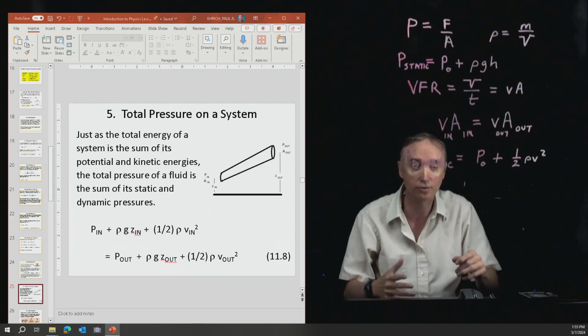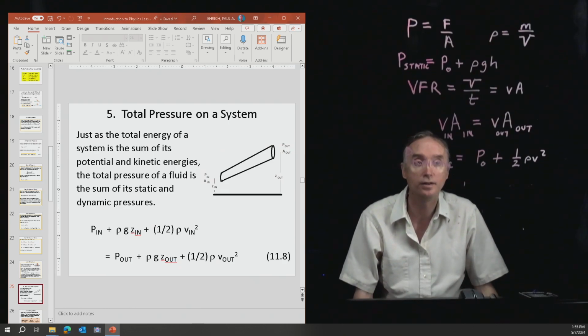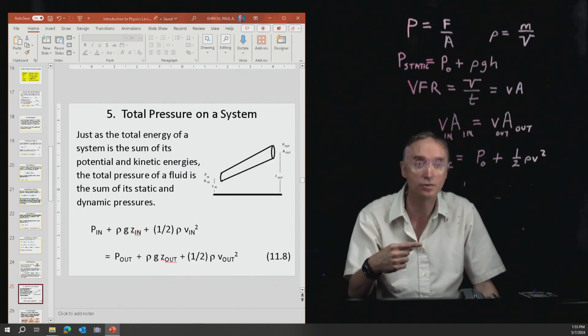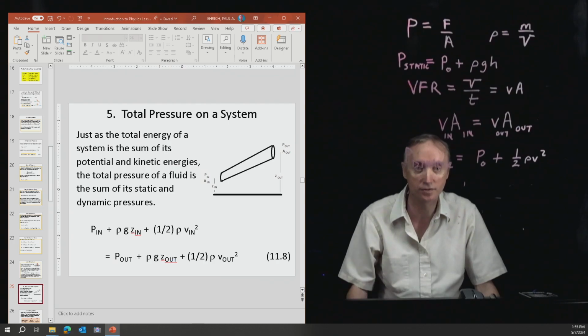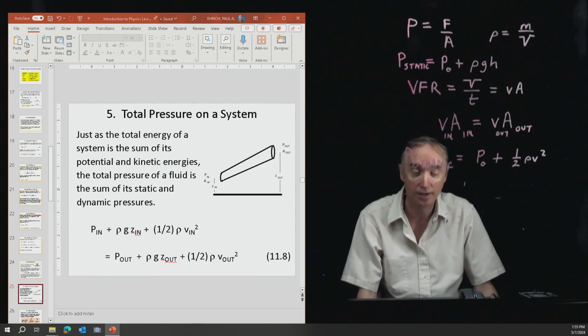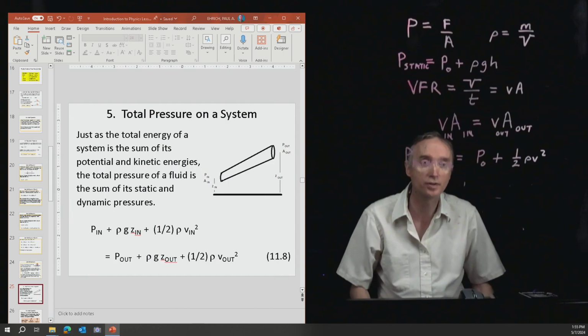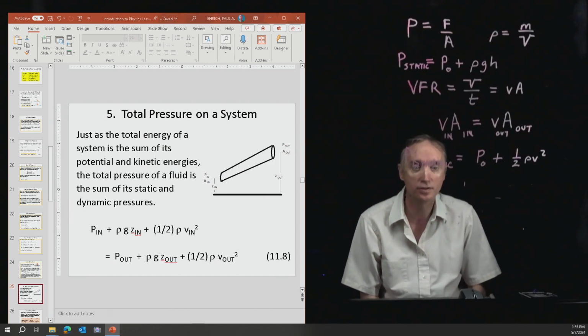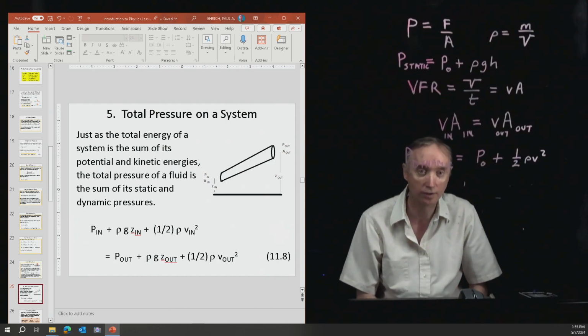And then a third factor is going to be the speed of the fluid. The speed of the fluid going in is going to be different than the speed of the fluid coming out of it. And then you've got the pressure going into the pipe is different than the pressure coming out. So when you put that all together, you get this kind of complicated formula.